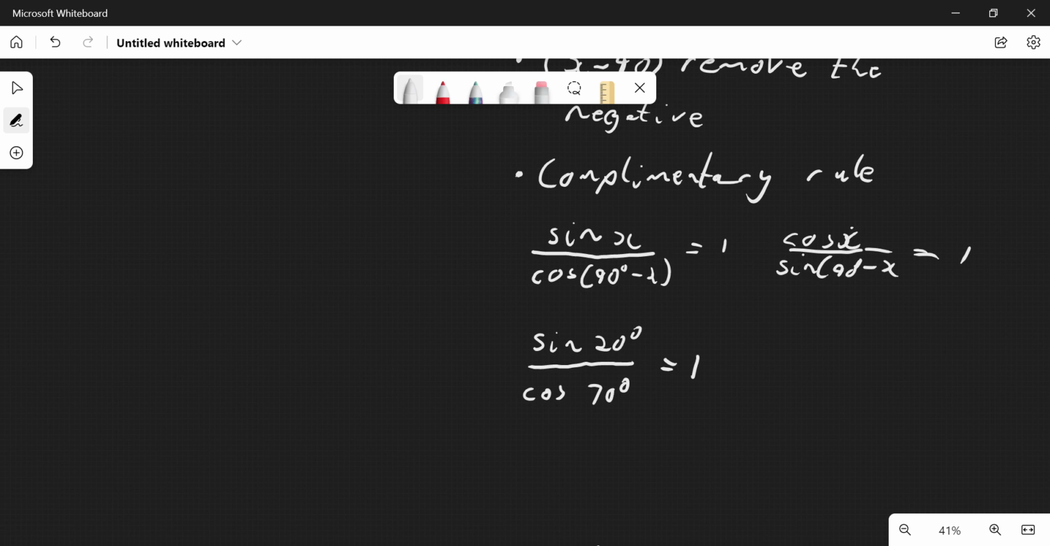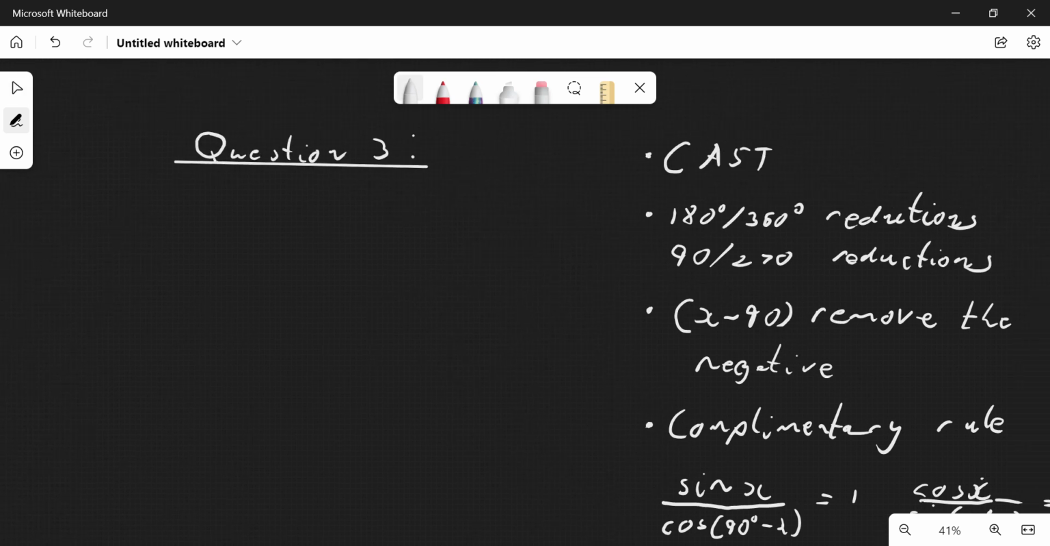So this is the complementary rule, and I can show you graphically why it cancels out. I can remember when I proved it that sine 20 in our example was a half, and cos 70 was also a half. These are both equal. So a half divided by a half is 1. Anything divided by itself is 1, and that's why we have this rule. So with that in mind, these are our four tools to deal with this.